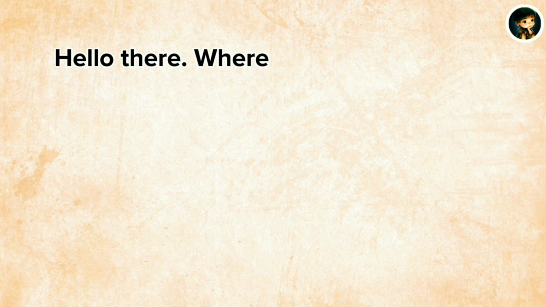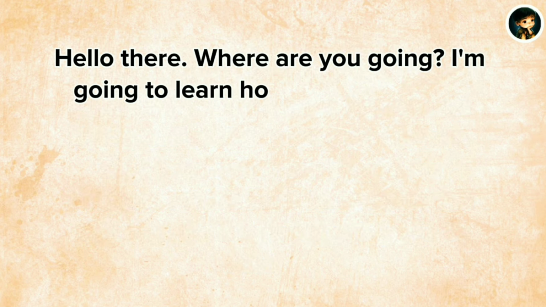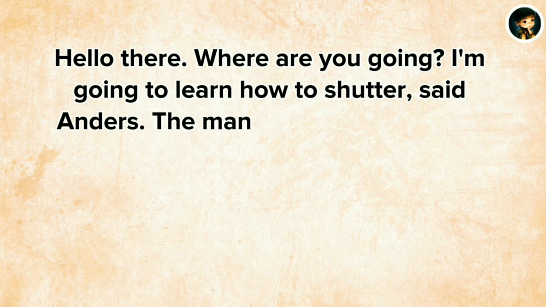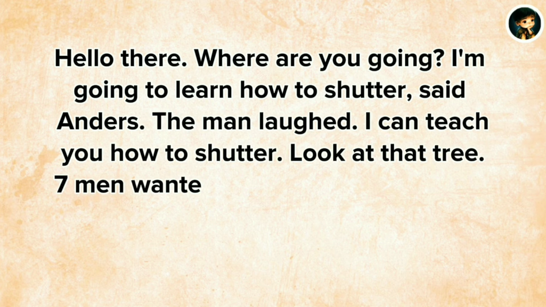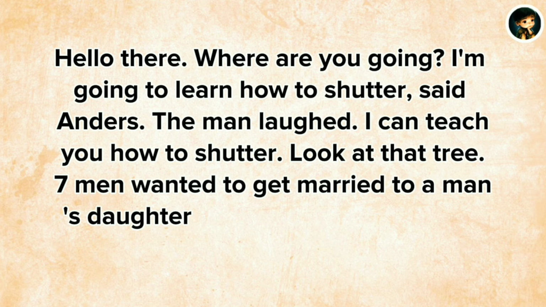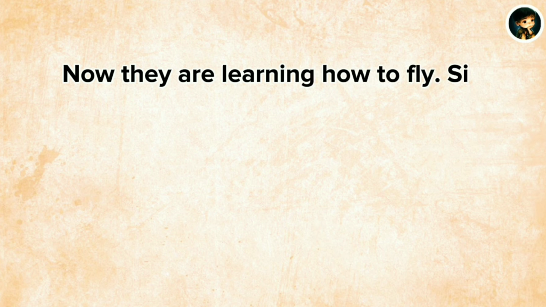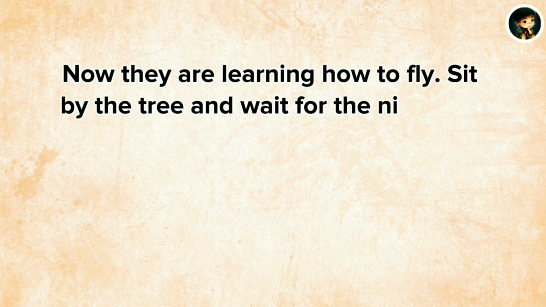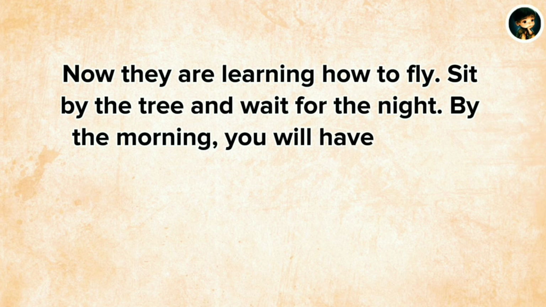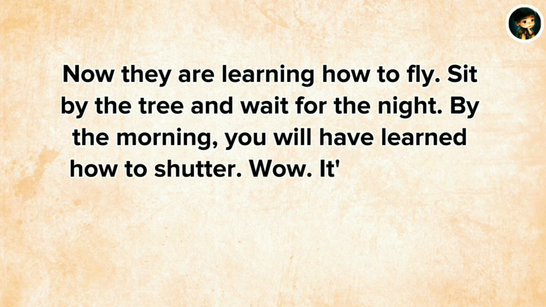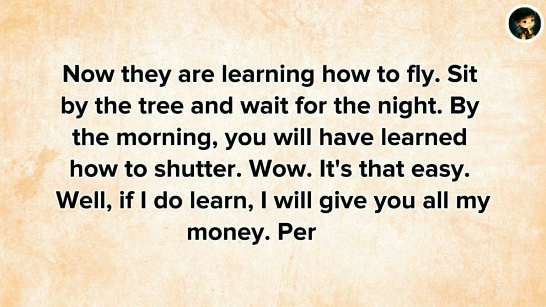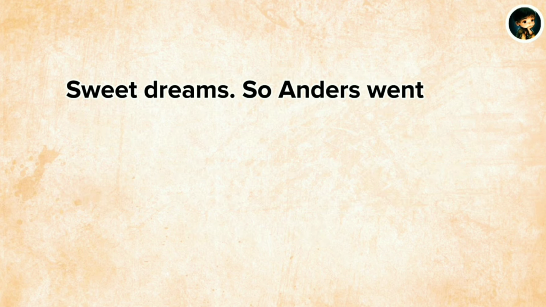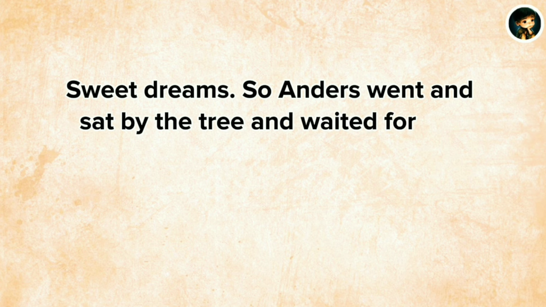"Hello there, where are you going?" "I'm going to learn how to shudder," said Ondas. The man laughed. "I can teach you how to shudder. Look at that tree. 7 men wanted to marry a man's daughter, but the man did not like this. Now they are learning how to fly. Sit by the tree and wait for the night. By the morning, you will have learned how to shudder." "Wow, it's that easy. Well, if I do learn, I will give you all my money." "Perfect, sweet dreams." So Ondas went and sat by the tree and waited for the night.